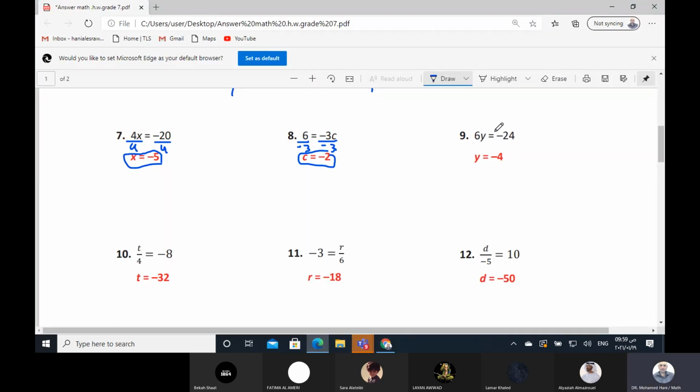Okay. Who can answer me now? What is the coefficient here in exercise number 9? 6. So divide the two sides by 6, by the same coefficient. And it will be minus 4. So 6 divided by 6 is 1. 1y means y. And minus divided by positive is minus. Then 24 divided by 6 will be 4. So y equals minus 4.